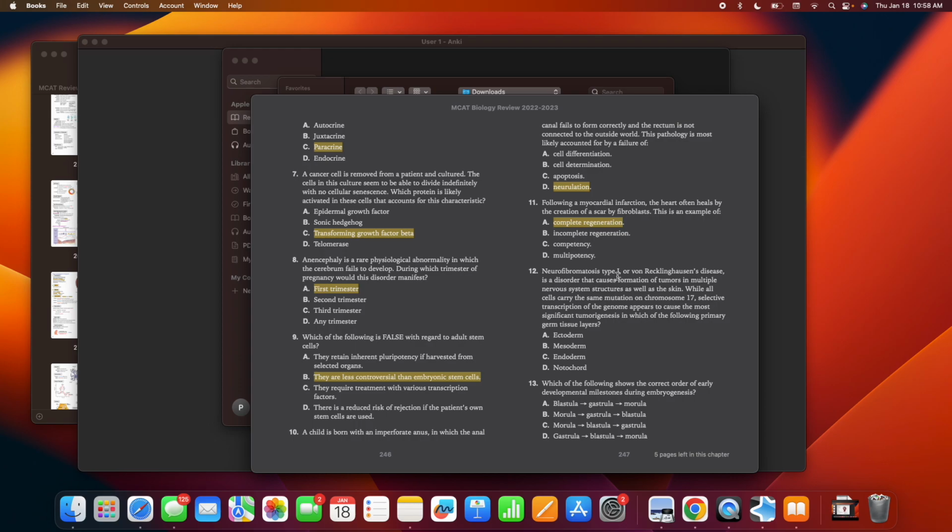Neurofibromatosis type 1, or Recklinghausen's disease, is a disorder that causes formation of tumors in multiple nervous system structures as well as the skin. While all cells carry the same mutation on chromosome 17, selective transcription of the genome appears to cause the most significant tumorigenesis in which of the following primary germ tissue layers. So, tumors in multiple nervous system structures as well as the skin. We're talking about ectoderm here.